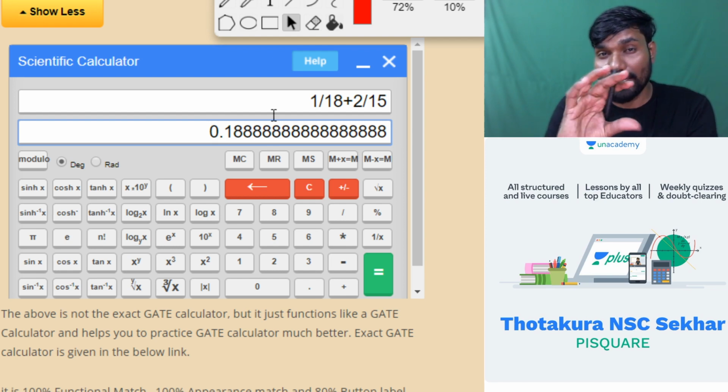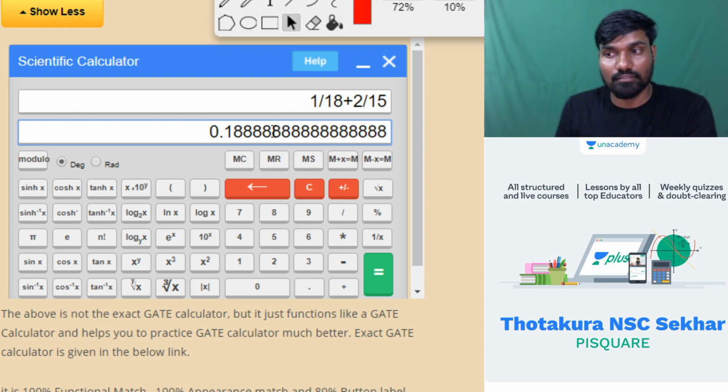0.188. I have not taken the inverse of it. I have only taken this. To go for inversion, look at this. There is 1 by x. It's already there, 1 by x. Like your regular calculator, here 1 by x means what? The moment I enter this, what will happen? Tell me. What is the x value here? Whatever the value in display 2, that will be taken as x.